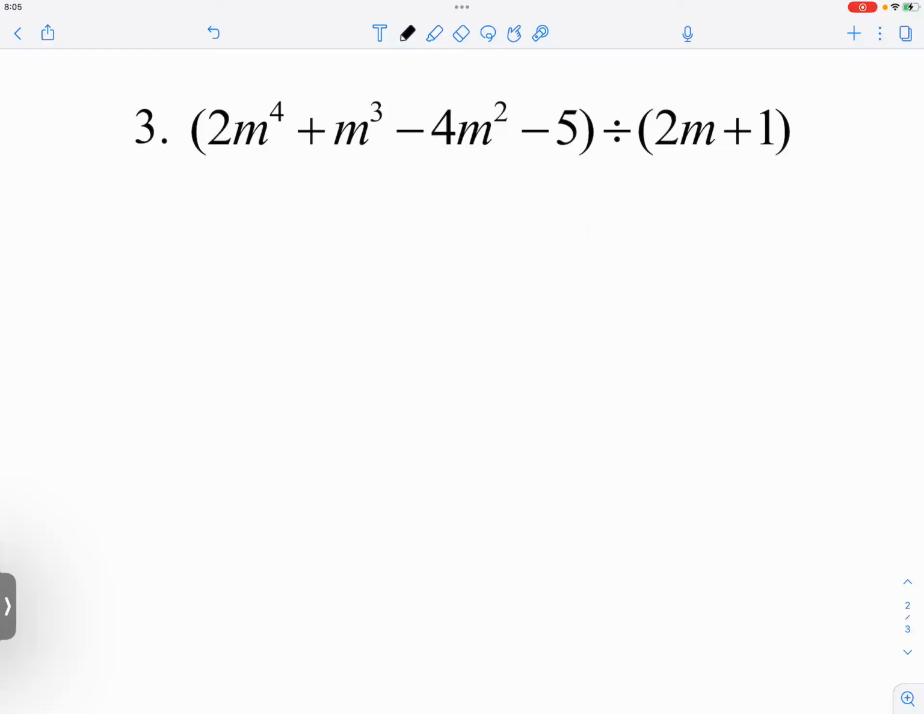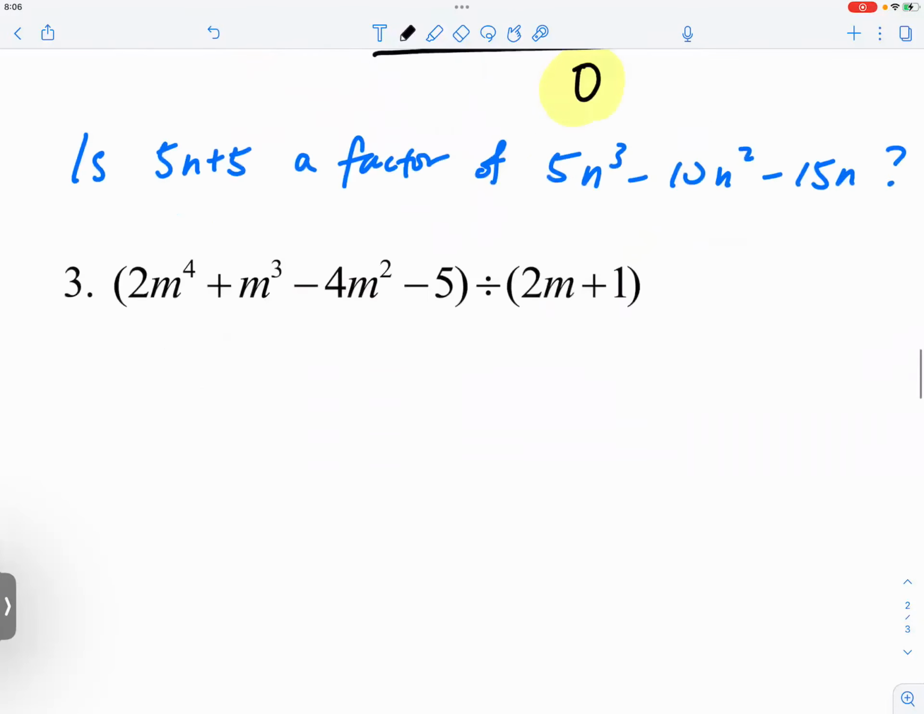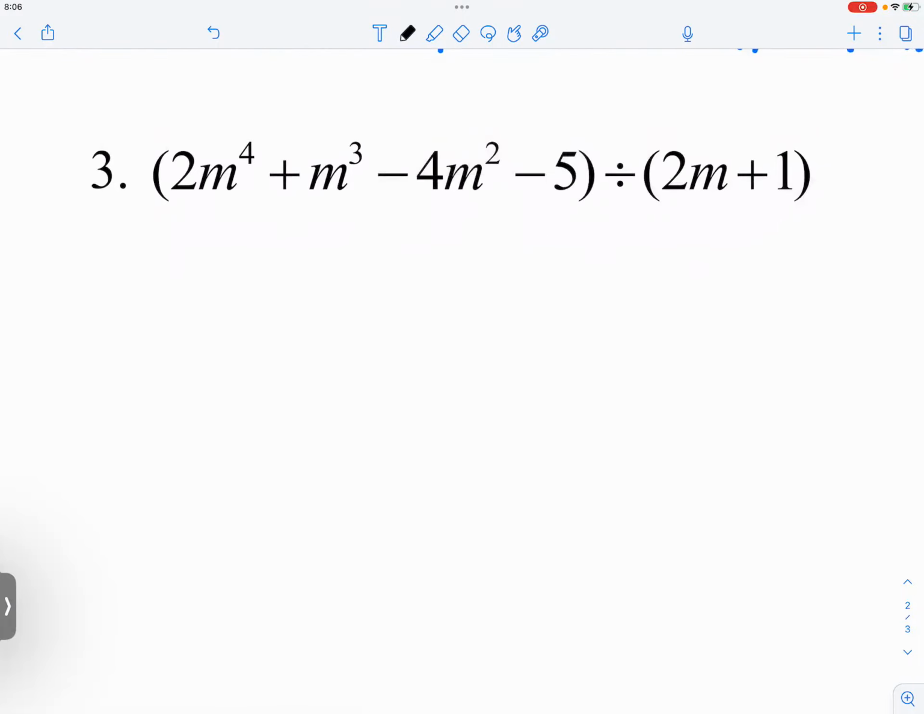Now for number 3, I need your attention for just a little bit here. Can you spot out something special? Because this will be something that we are looking for. Can you spot out something special here? Okay, compare this with number 2 that we just did. Other than the variable now, it's m, not x, but what's something special right here?